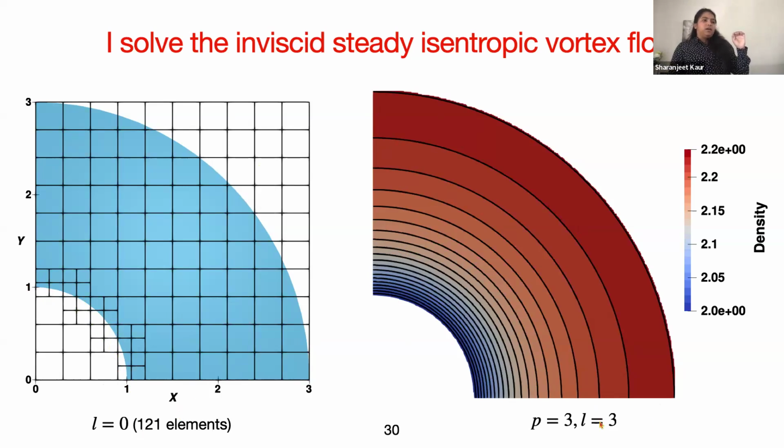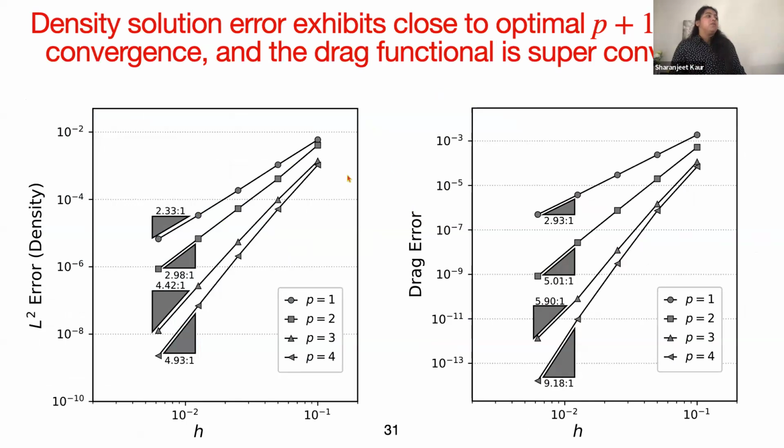So we can see that I'm showing the solution on the right using third order discretization with level of refinement 3 from the baseline mesh. Although from here you will not see it, this is the correct solution. And how do I verify it? I plot density and drag error.